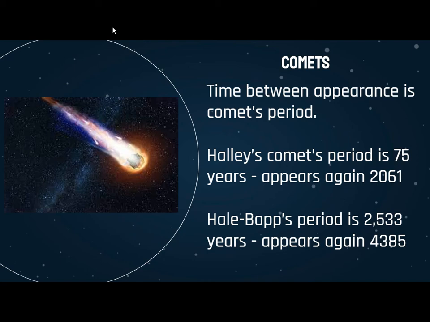And then it'll come through and it'll streak across the sky and then it'll go back out and we won't see it for another 75 years. Hale-Bopp, on the other hand, was a big deal when it came into view. Its period is 2,533 years. So nobody'd ever seen it before. And it won't come around again until 4,385. A year or two away.